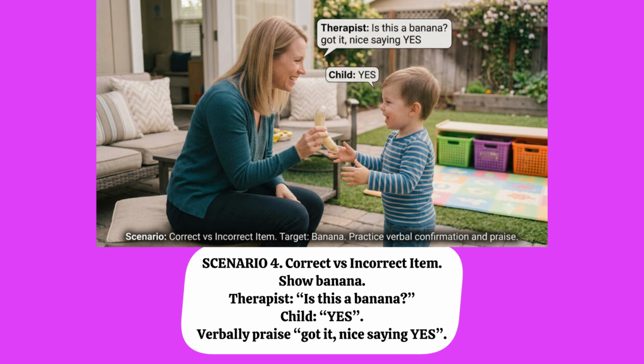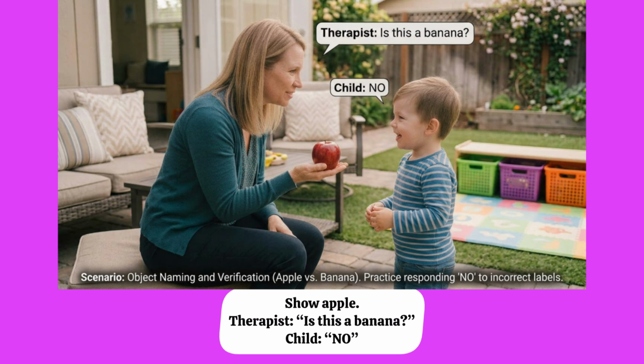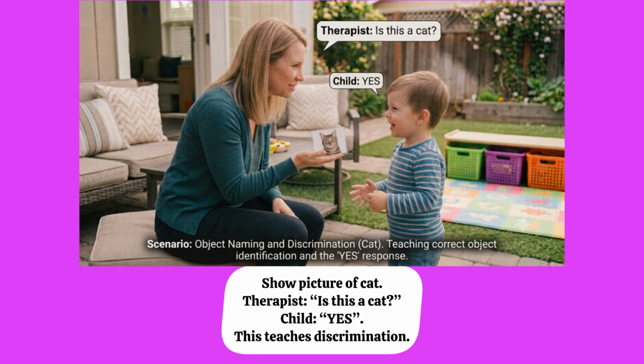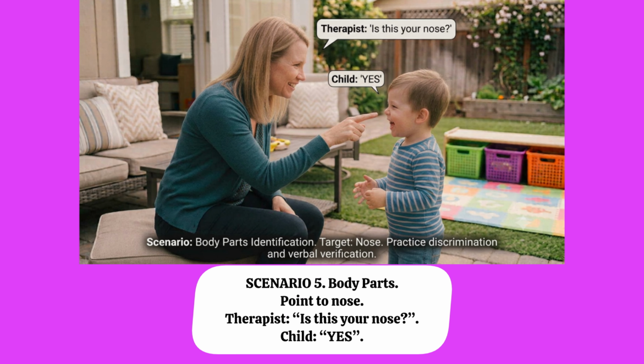Scenario 4. Correct versus incorrect item. Show banana. Therapist: Is this a banana? Child: Yes. Verbally praise: Got it. Nice saying yes. Show apple. Therapist: Is this a banana? Child: No. Show dog picture. Therapist: Is this a cat? Child: No. Praise: Nice saying no. Show picture of cat. Therapist: Is this a cat? Child: Yes. This teaches discrimination.